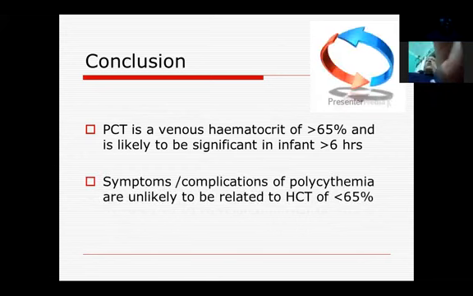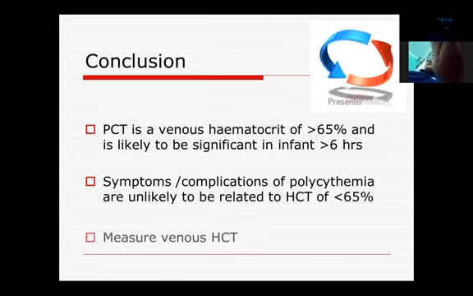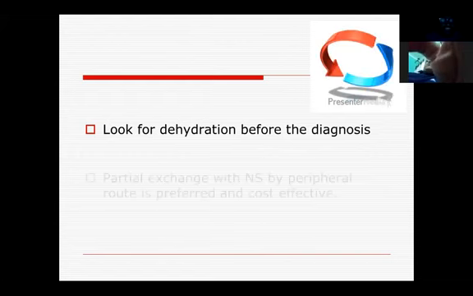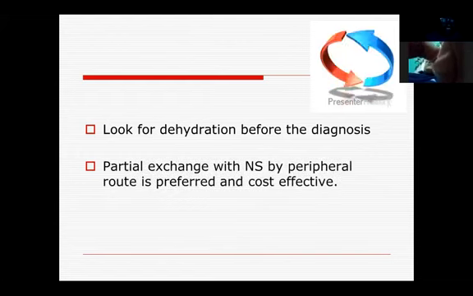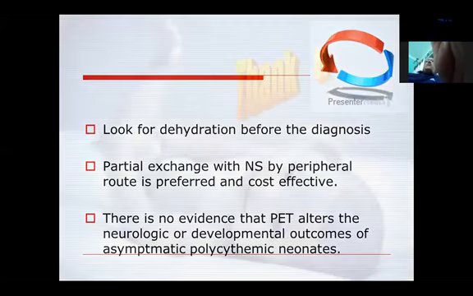Polycythemia is a venous hematocrit of more than 65% and is likely to be significant in infants more than 6 hours old. Symptoms or complications of polycythemia are unlikely to be related to hematocrit of less than 65%. Always measure venous hematocrit. Look for dehydration before the diagnosis. Partial exchange with normal saline via the peripheral route is preferred and it is cost effective. There is no evidence that partial exchange alters the neurologic or developmental outcomes of asymptomatic polycythemic neonates. Thank you.